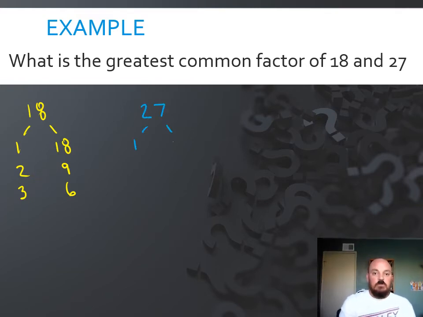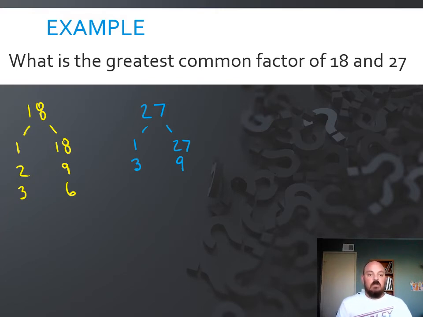I'm going to start with 1 times 27, because I always start with 1 times the number. Not 2. 27 divided by 2 is not a whole number. 3 does work. We have 3 times 9. Not 4, not 5, not 6, not 7, not 8, and then we're back to 9. So we're done.